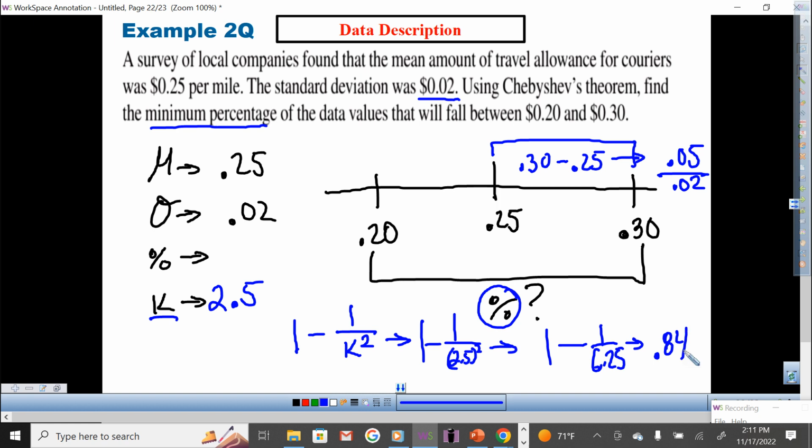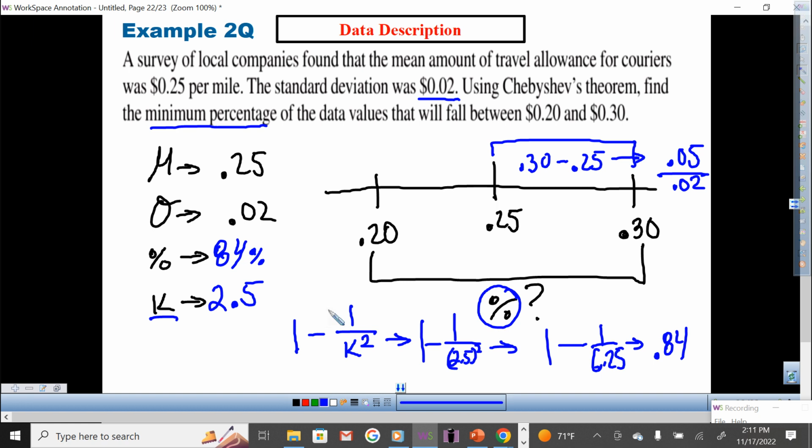0.84. So what does that tell us? What's our percent? 84%. That is correct. And then you would write a statement. The percentage, the numbers 20 to 30 are found between here and here with 84%.